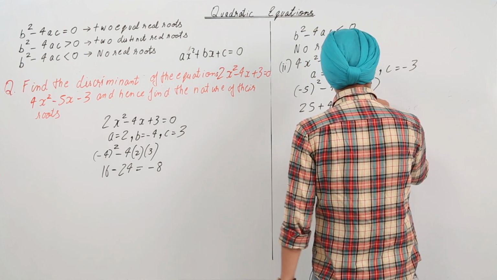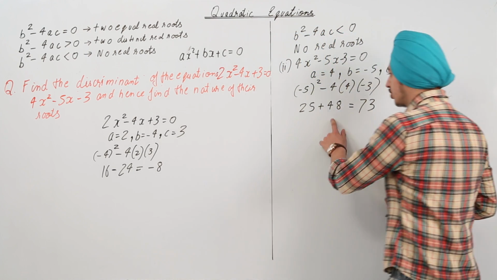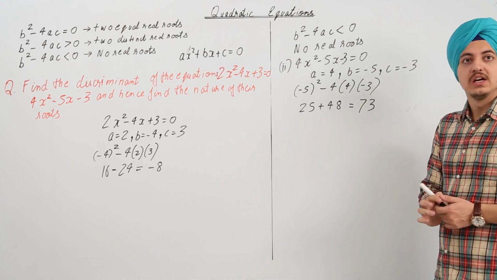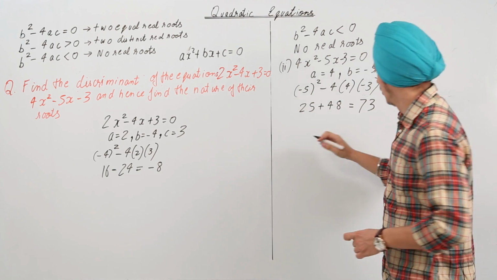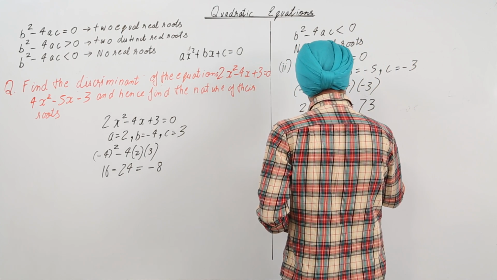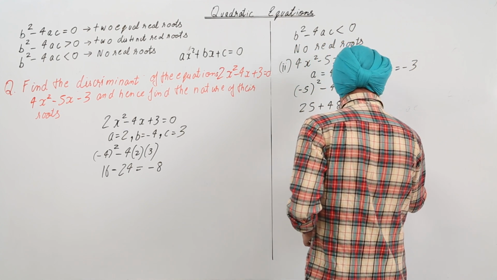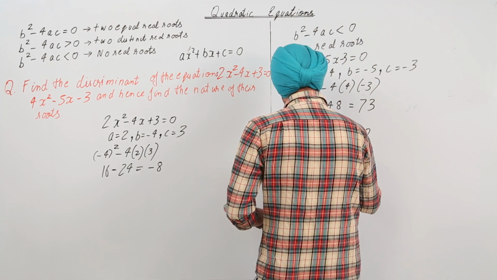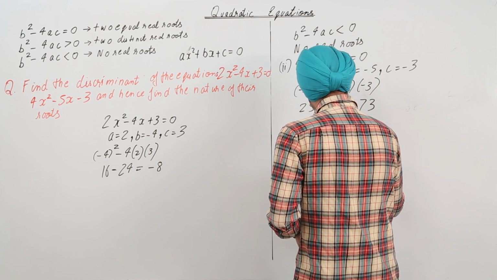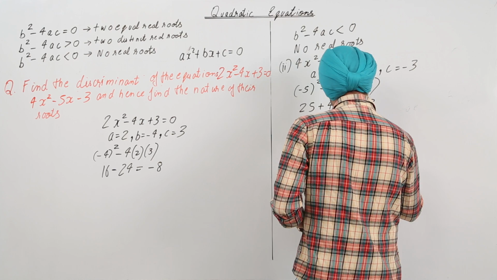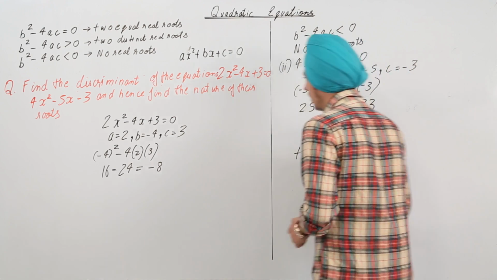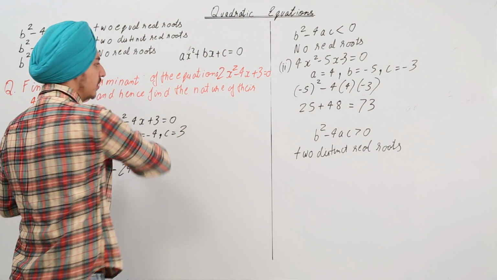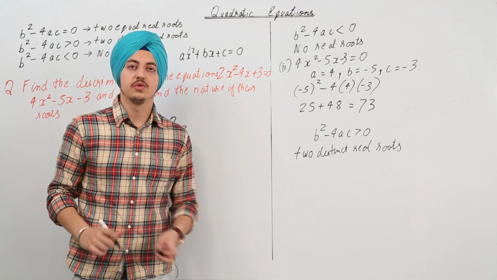So we get 25 plus 48. So this is equal to 73. So we get this value is a positive value, 73 is greater than 0. So b square minus 4ac is greater than 0. So we have two distinct real roots for this equation. For this equation, we have two distinct real roots.